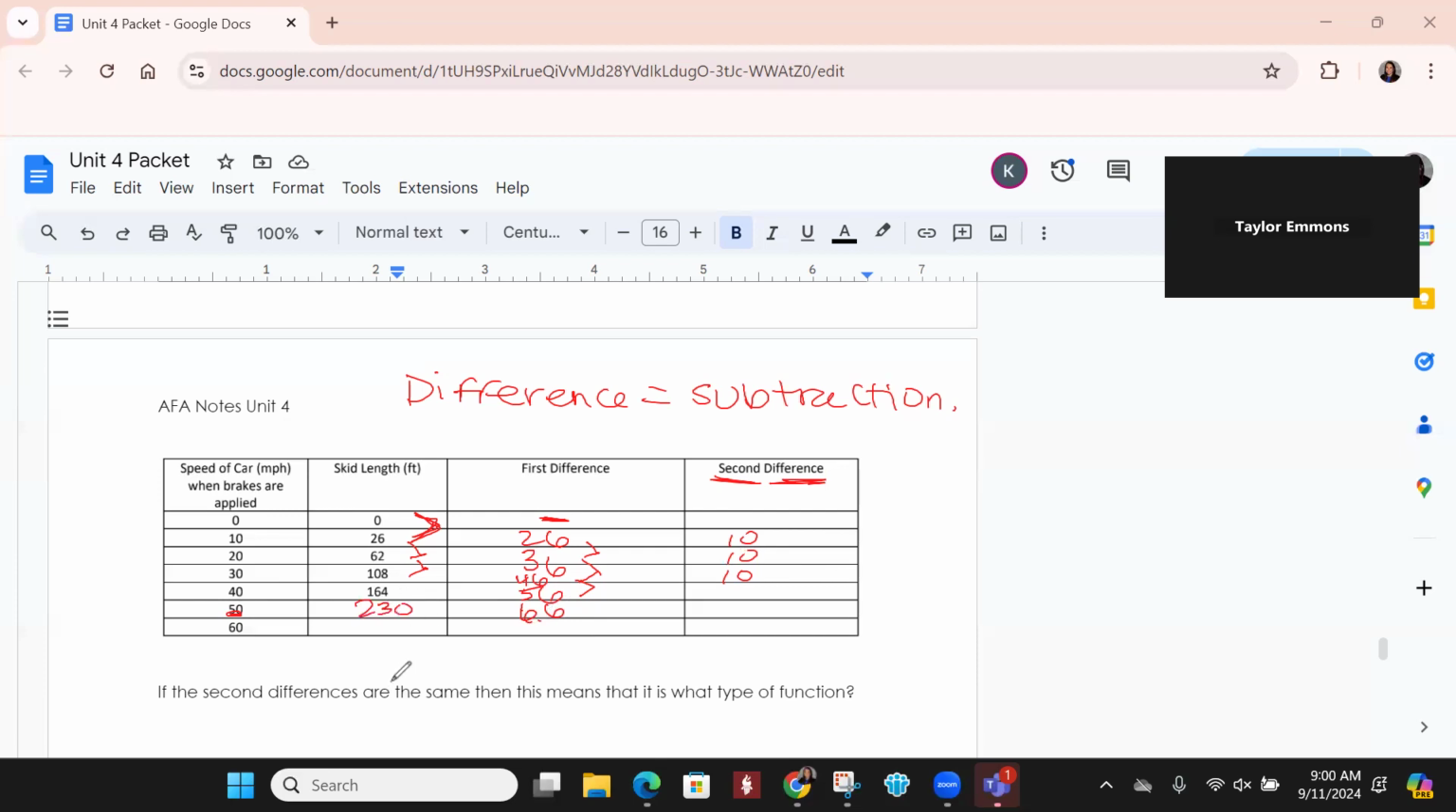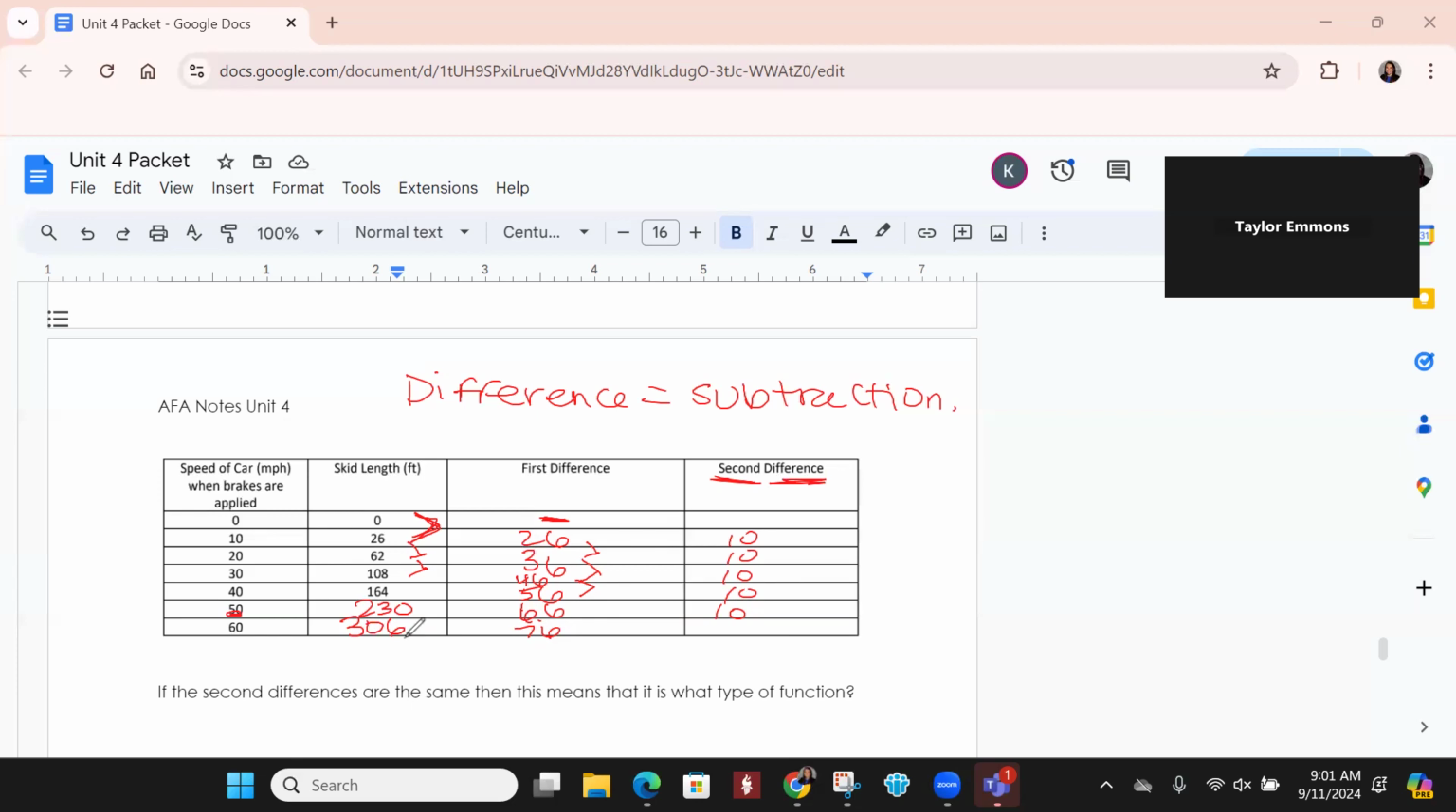230. If we know that this difference is going to be 10, then this next one is going to be 76, right? So what's 230 plus 76? If you are going 60 miles per hour, you need 306 feet to stop.